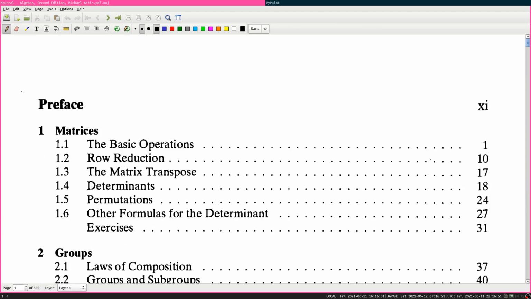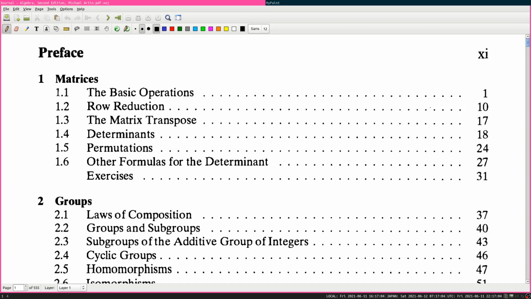Abstract algebra is the language of pure mathematics. Chapter 1 is just matrices. Artin's point of view is that matrices are the fundamental, most important thing in abstract algebra, and that's a correct point of view. So chapter 1 is matrices.